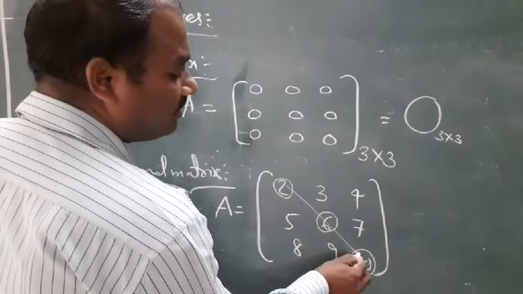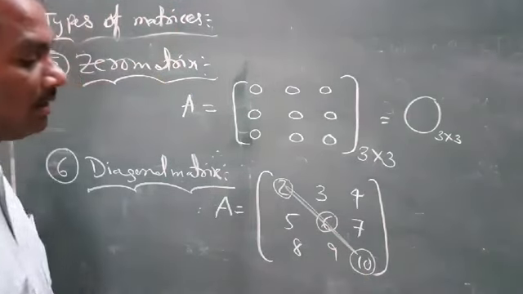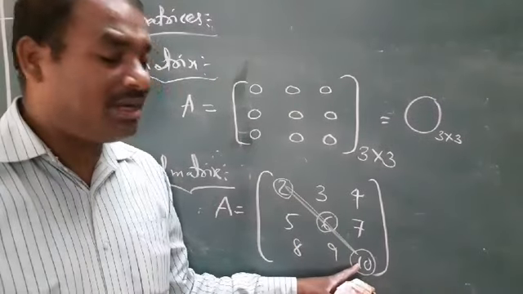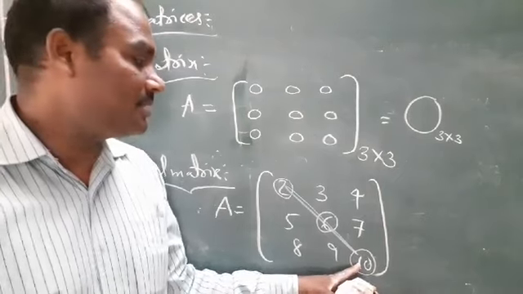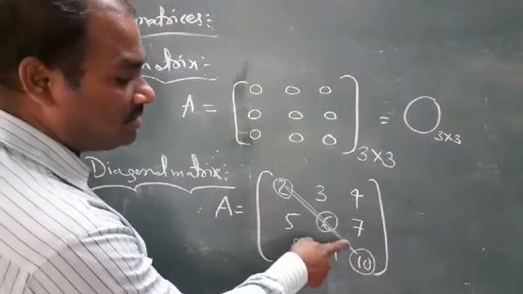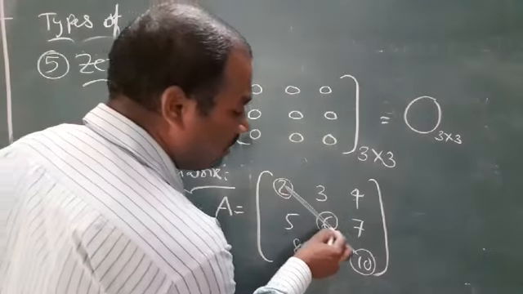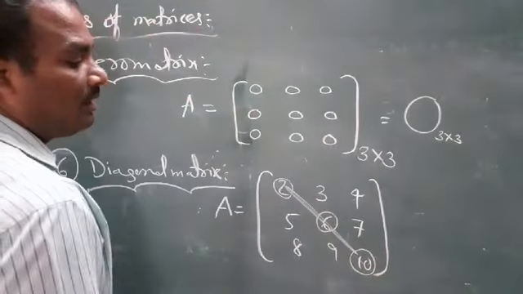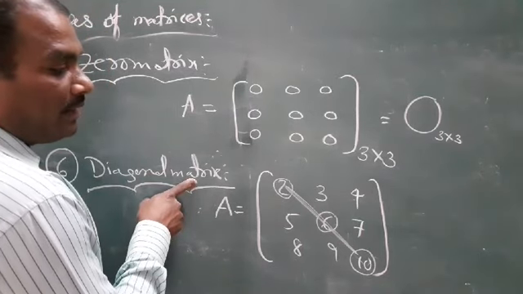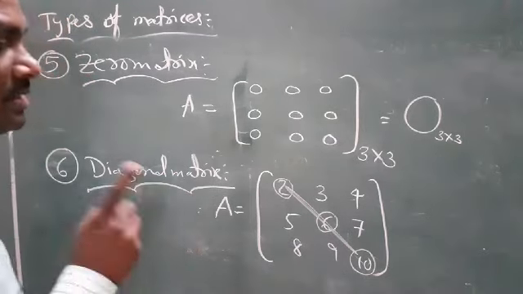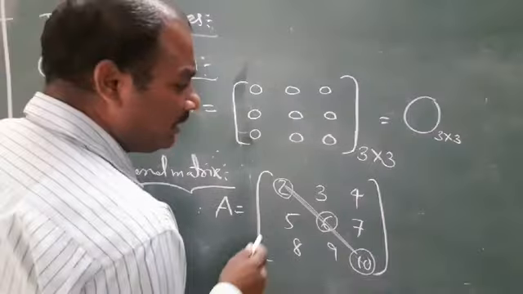These elements 2, 6, 10 are principal diagonal elements. 2, 6, 10 are principal diagonal elements. This is called the principal diagonal. So what is a diagonal matrix? A square matrix is said to be diagonal.